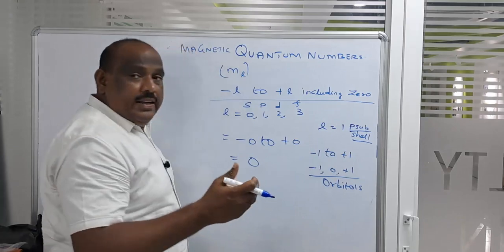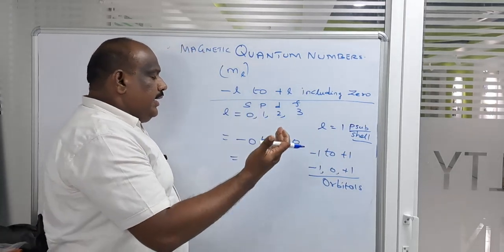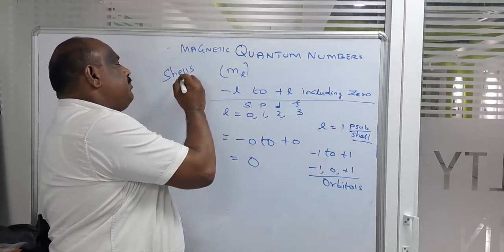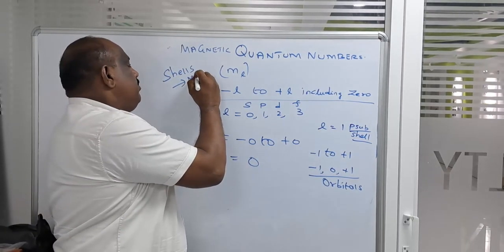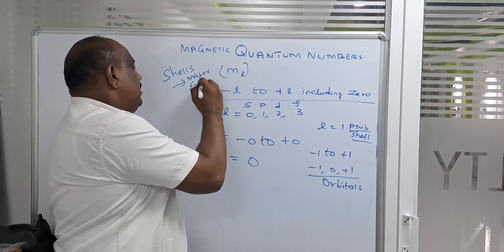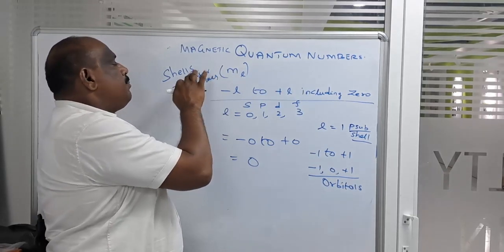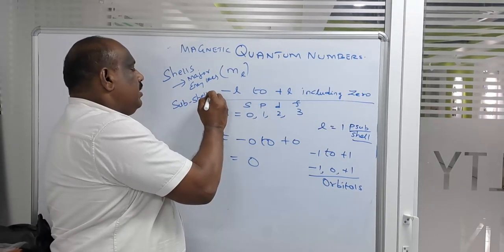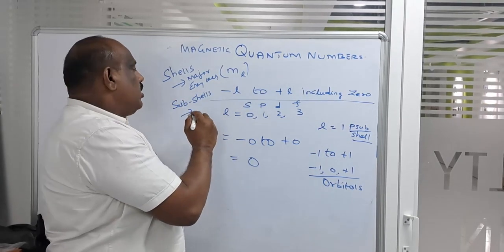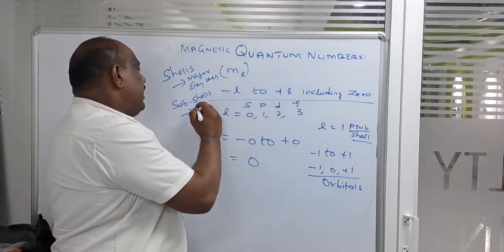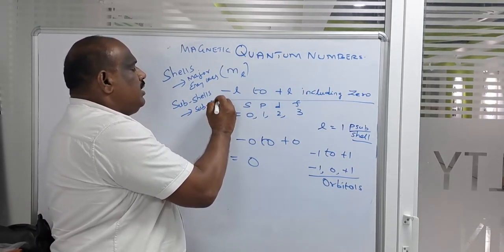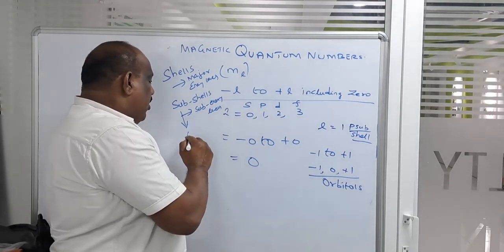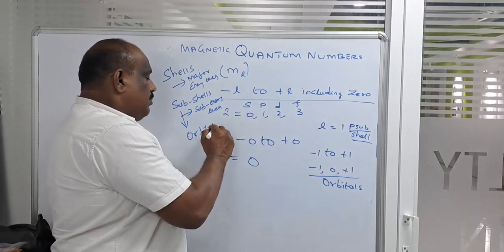So I will recall once again. The naming with the principal quantum number is called the shells, or the major energy levels. It is associated with the principal quantum number. The subshells are associated with which quantum number? Azimuthal quantum number or secondary quantum number. So it is called sub-energy levels. The subshells are made up of what? Number of orbitals. That's what I'm saying.